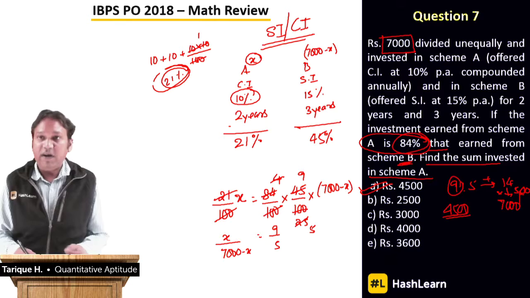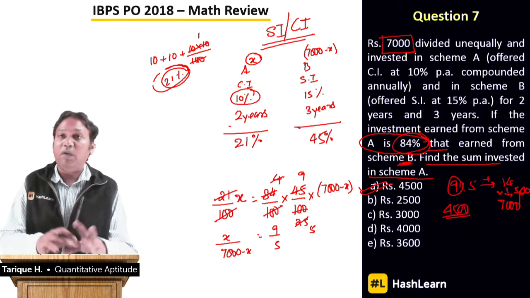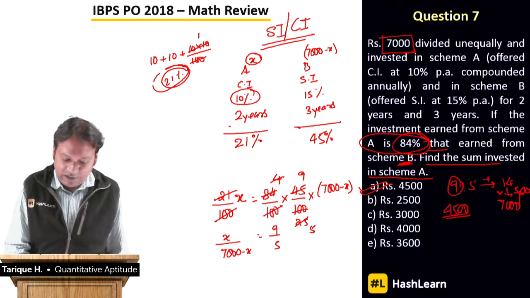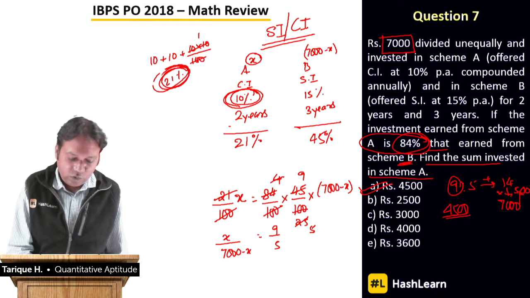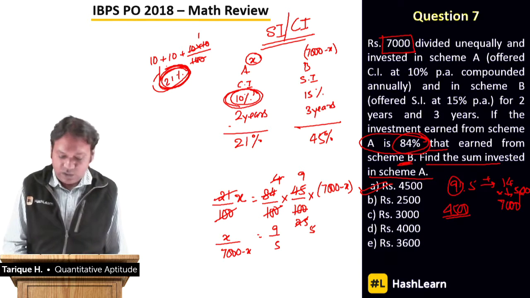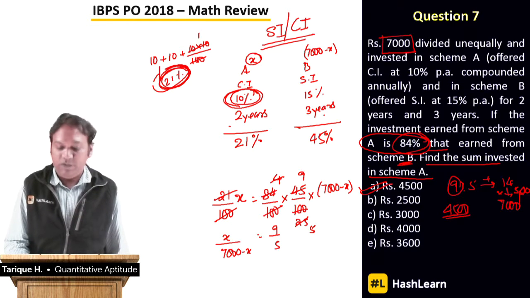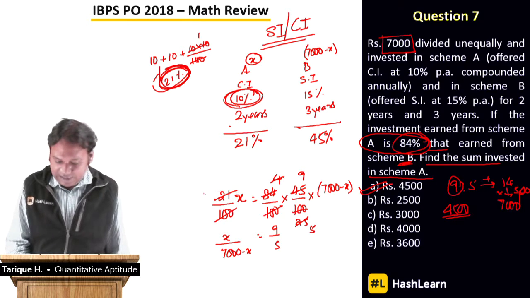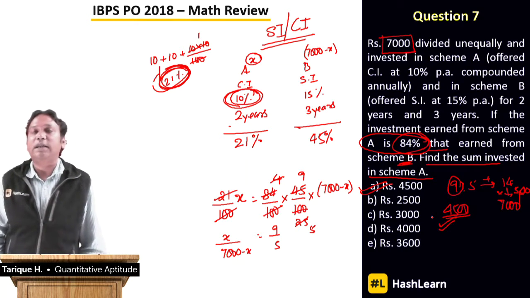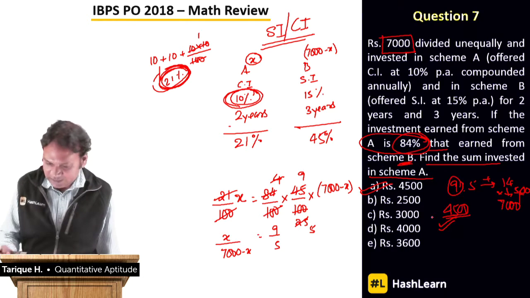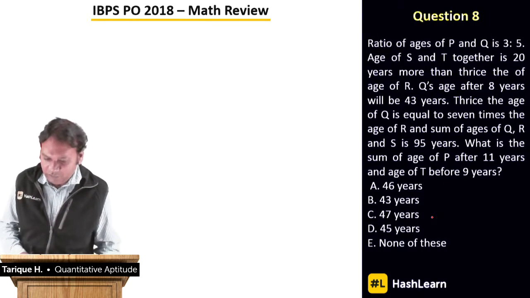So again, you see what we have done here. Compound interest and simple interest, we are not doing the whole calculation. Directly I am solving it by taking this 10% and finding out the cumulative interest for 2 years, 21%, and 15% into 3 is 45%. This will take, if you do it properly, around 10 seconds. Then write this equation, get the ratio. Once you have the ratio, you can find out the amount invested in scheme A as well as scheme B. That's question number 7 for you. Let's move on to question number 8.